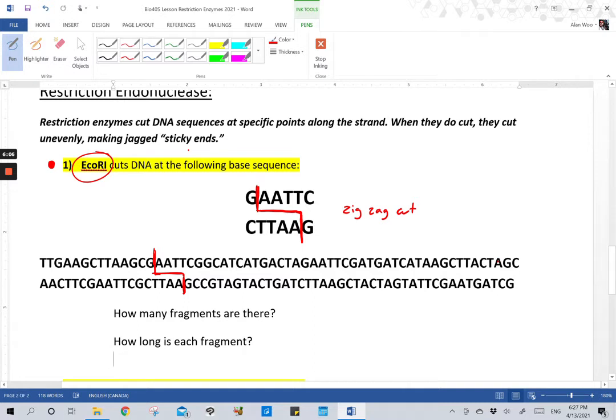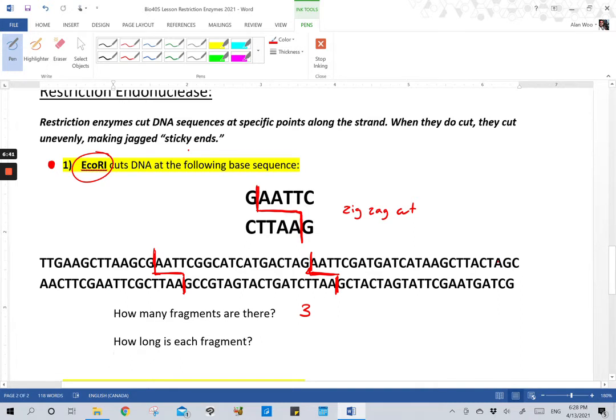I'll continue along the chain and look for more GAATTC, and I find another one here. So cut between the G and the A, cut between the A and the G, and then cut in between. I continue scanning, and I do not see any more GAATTC. So that means I have 3 fragments: this one here on the left, the one in the middle, and the larger one at the end.